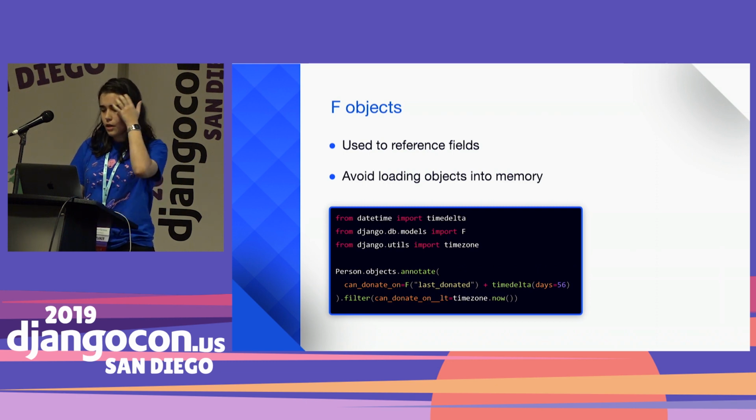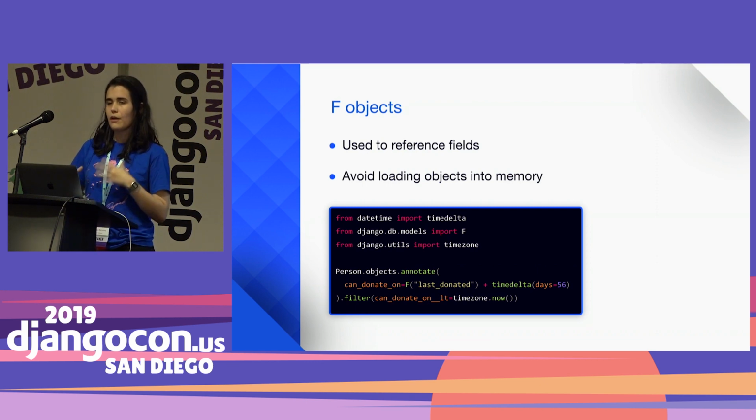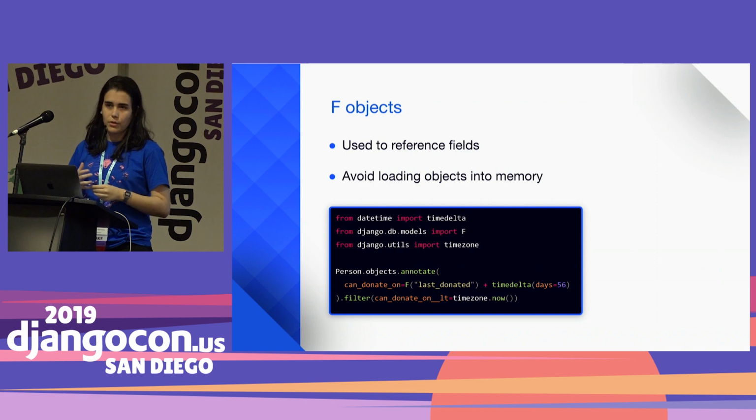F objects are used when you want to reference model fields or reference annotations without having to load the values into memory. So you can do basic arithmetic operations on query execution. For example, as I said, people can donate blood every 56 days. So to know when they can donate again, you can annotate the date using F to get the last donated value and add 56 days using timedelta, for example.